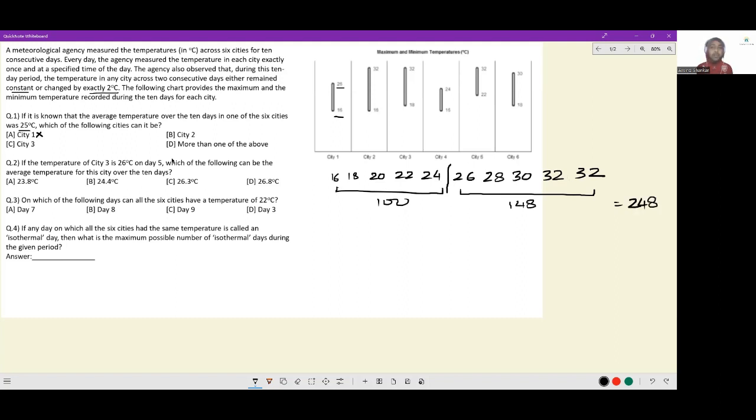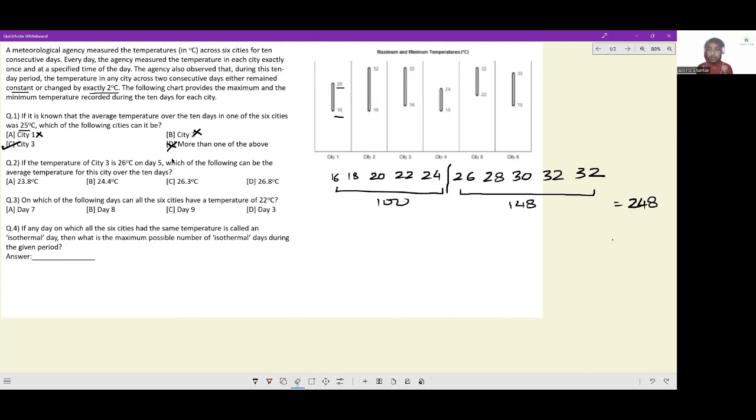And therefore the average will be less than 25. The maximum average temperature across 10 days for city 2 will be 24.8 only. So even city 2 is not possible. At this time, I would expect you to mark city 3 straight away, because remember, option D is not none of these. Option D is more than one of the above, which means at least one of them is definitely fulfilling the criteria. And given that city 1 is not fulfilling the criteria, city 2 is not fulfilling the criteria, more than one of the above is out, and one of them is definitely fulfilling it, it should be C.